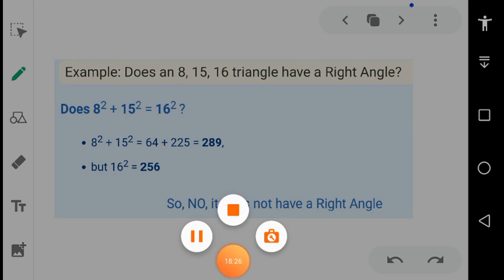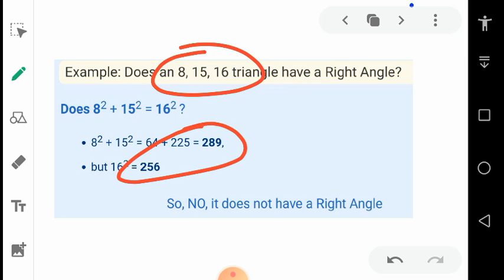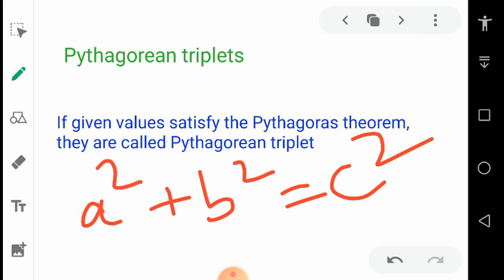Okay, 15 and 16, which is the highest value? 16. All right, find the square of 16, it is 256. Then find the sum of the squares of remaining values, as it is 29. You can see both these are not equal, so we can say these sides are not the sides of a right triangle.